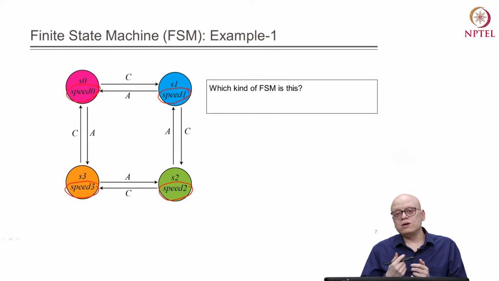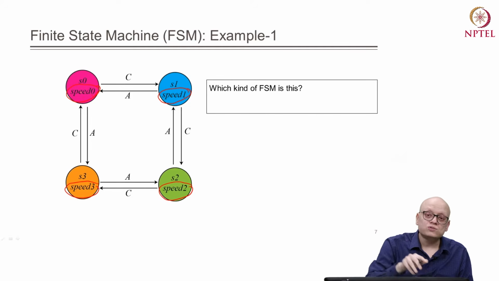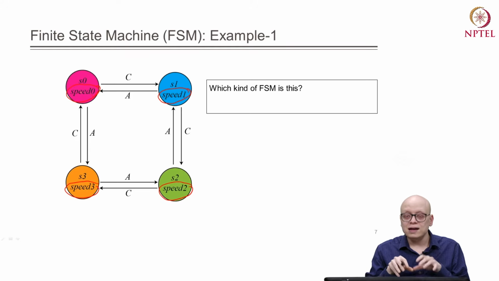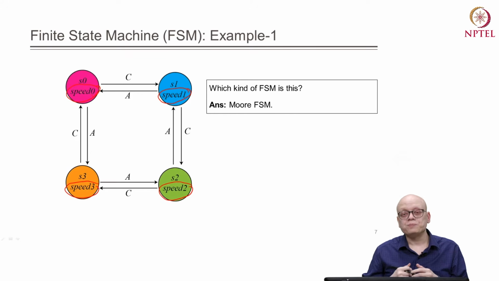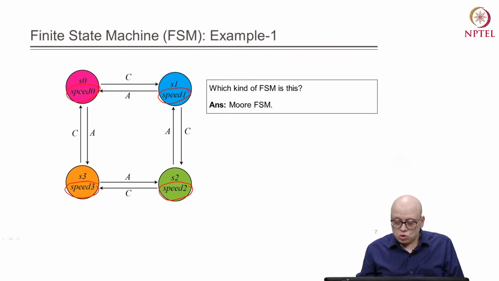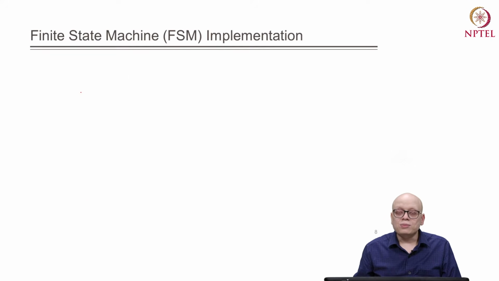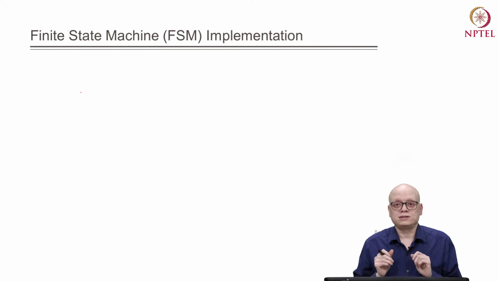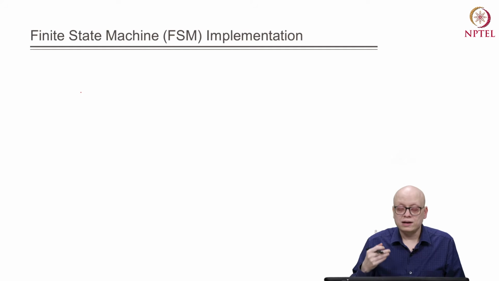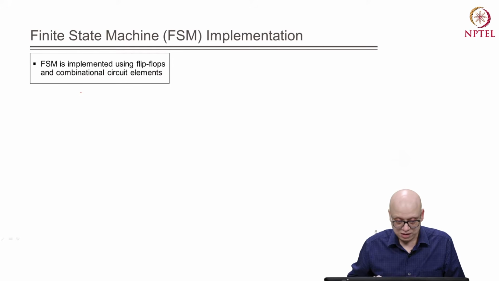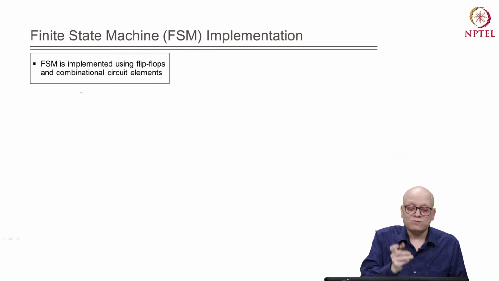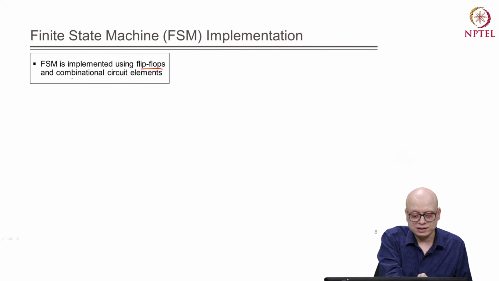Now, which kind of FSM is this? Is it a Moore machine or a Mealy machine? Now, since the output depends only on the current state, we can say that it is a Moore machine. Okay. So, now having understood what an FSM is, let us look into how an FSM can be implemented in a circuit, right, how we can implement a given FSM in a circuit. So, an FSM is implemented using flip flops and combinational circuit elements.